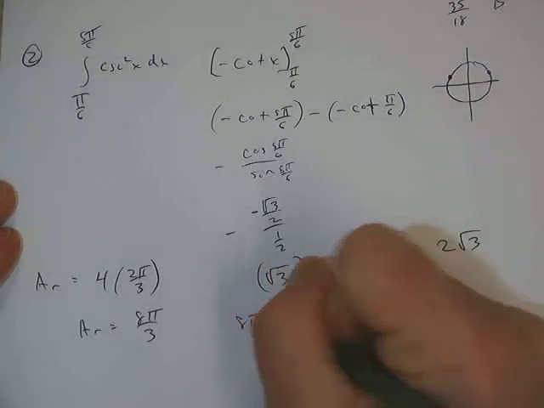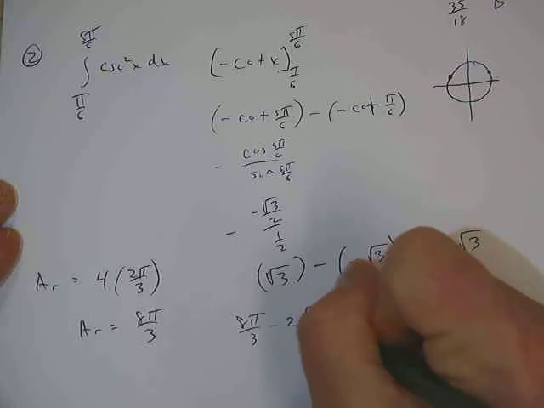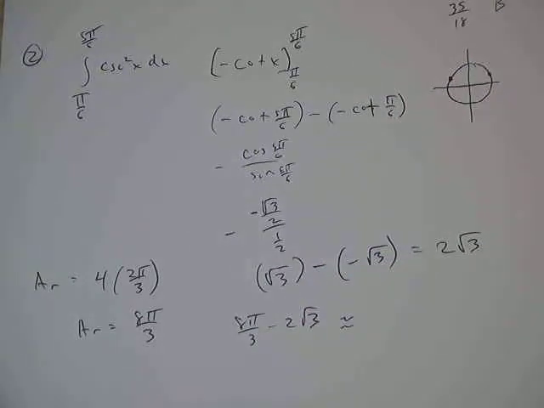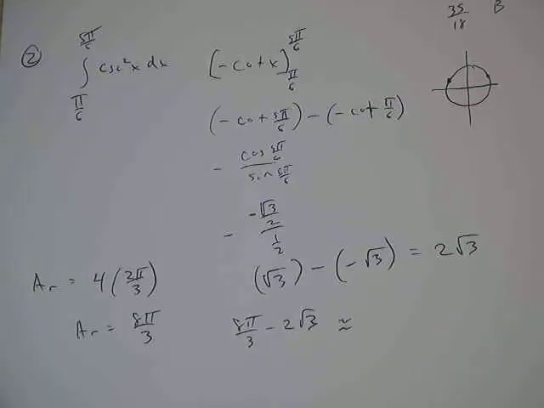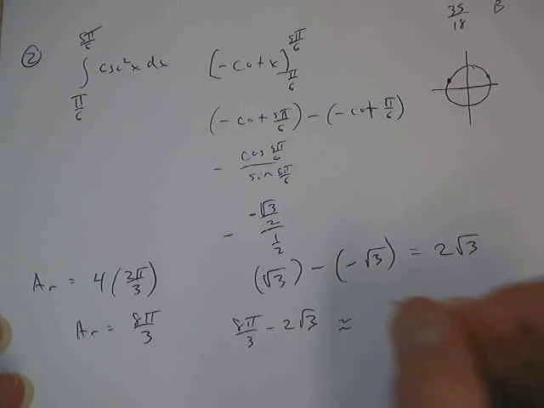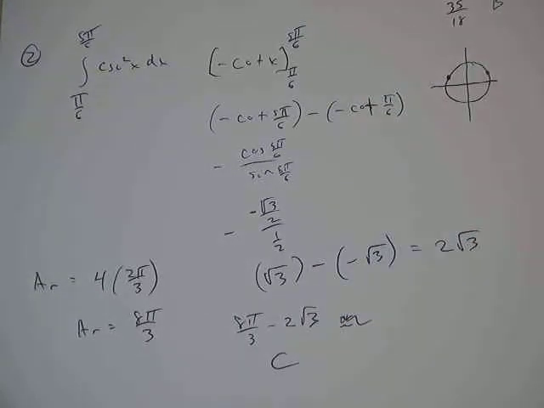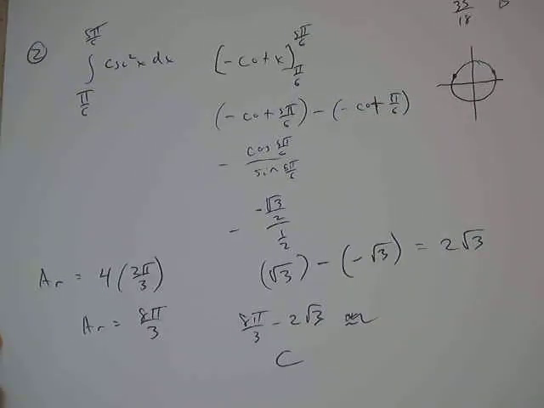And again, 8 pi over 3 minus 2 radical 3 would ultimately give us approximately what? You notice that, oh, actually no, they don't have approximate answers. They're all there. So ultimately it would be letter C. We don't need to know approximately what it equals because they have the exact answers there. So good.